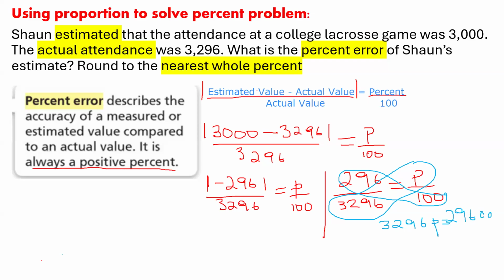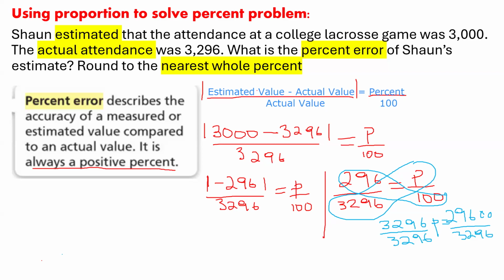Right now we have what we call a one-step equation. We need to find the value of P, which is the variable that is on the left-hand side of the equal sign. To do that, we need to isolate the P by getting rid of the number in front of the P. To do that, we divide by that same number, using what we call inverse operation. So whatever is happening to the P, we do the opposite. If we divide the left-hand side by 3,296, we are going to do the same thing to the right-hand side of the equal sign.